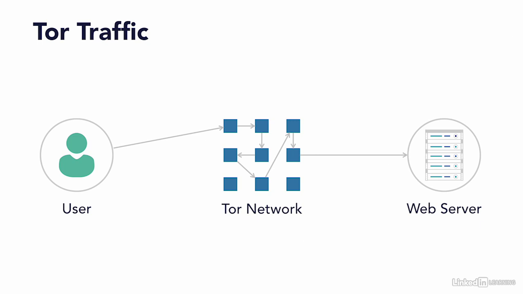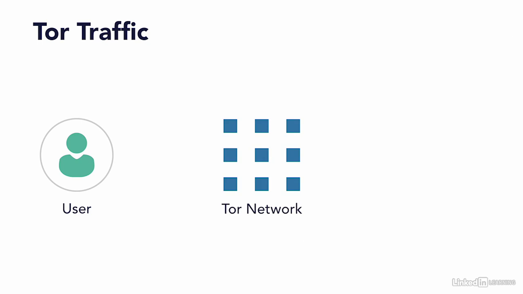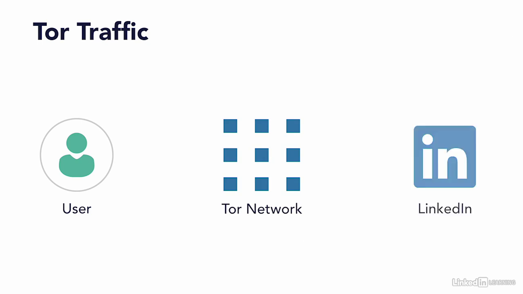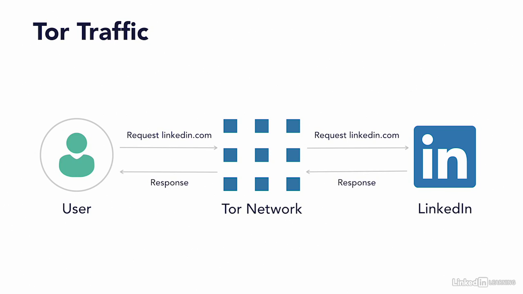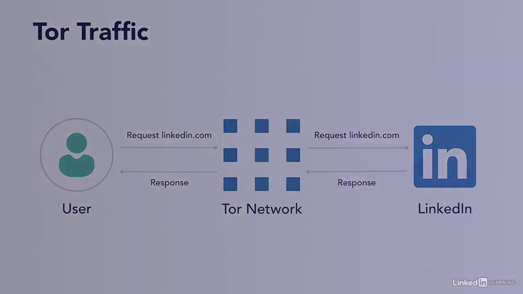A Tor user can access any website on the regular internet using the Tor browser. For example, let's say that the user wants to access LinkedIn. He or she can simply type linkedin.com into the Tor browser's address bar. This request is then routed through the Tor network to LinkedIn servers. When LinkedIn receives it, LinkedIn doesn't know the real IP address of the end user. Instead, LinkedIn simply knows the return address on the Tor network. The LinkedIn server can then respond to the user with that Tor address, and the traffic is then routed back through the Tor network. LinkedIn never learns the identity of the Tor user.